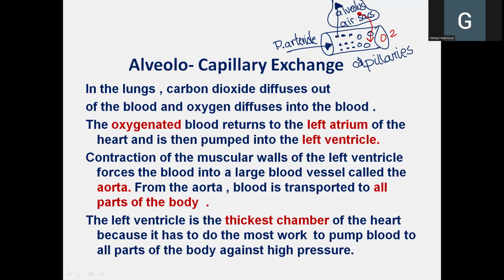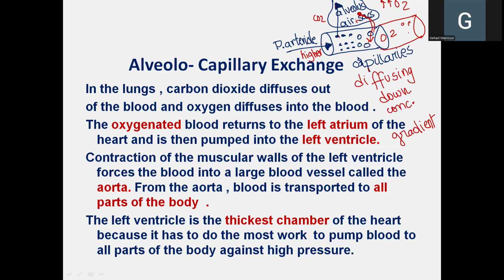Why does carbon dioxide diffuse from the capillary to the air sacs? Because it has a higher concentration in the capillary. Why does oxygen diffuse from the air sac to the blood capillary? Because it has a higher concentration in the air sac. So every gas is diffusing, so the process is diffusion down the concentration gradient, meaning that it is diffusing from a higher concentration to a lower concentration.